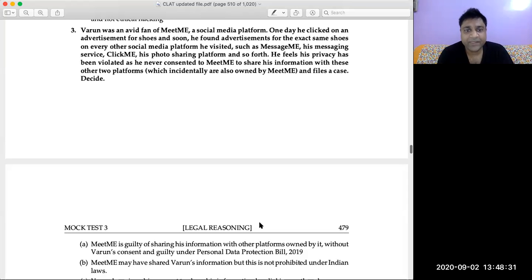Meet Me is guilty of sharing his information without Varun's consent because obviously, we see this many times. Like, let's say we search for shoes, or we tell our friend that, hey, I want to buy some shoes. And somehow the microphone is on or the search records are on, and everywhere you go, Facebook, Google, WhatsApp, Instagram, everywhere you will see ads of shoes, right? You all must have experienced this kind of thing. This is nothing but violation of data privacy.